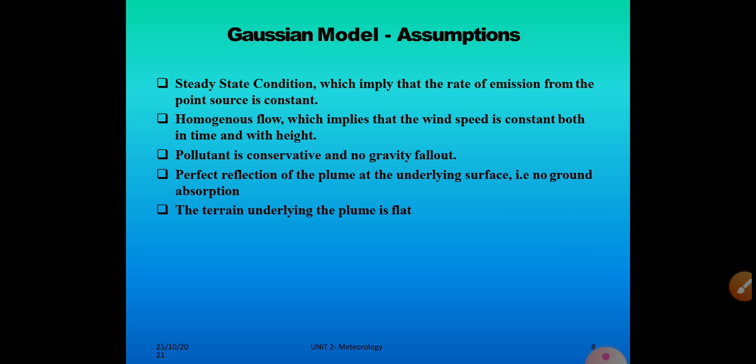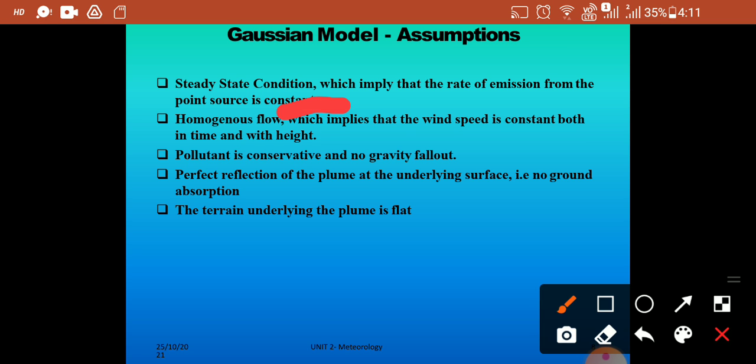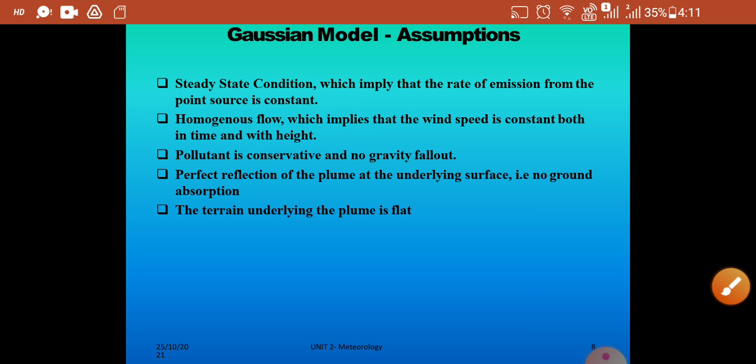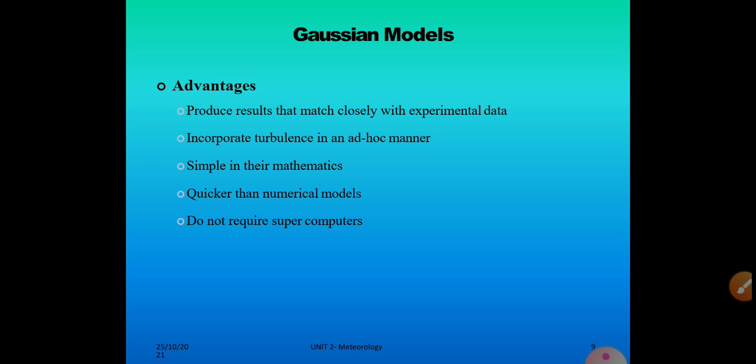And these are the Gaussian model assumptions. The first one is steady state conditions, which implies that the rate of emission from the point source should be constant. That is the main point. Next one is homogeneous flow, which implies the wind speed is constant both with time as well as with height. Third point, the pollutant is conservative with no gravity fallout. Fourth point, perfect reflection of the plume at the underlying surface, that is, no ground absorption. Fifth point, the terrain underlying the plume should be flat. So these are the basic assumptions of the Gaussian models.